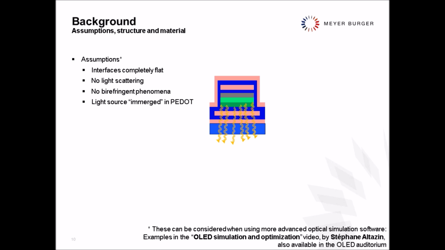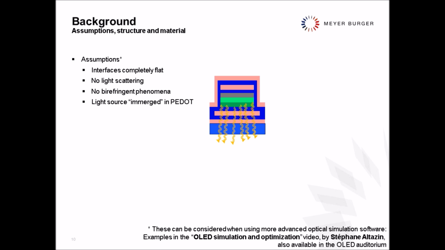Our simulation is performed under a set of assumptions. Let's see what they are. The interfaces between different layers will be supposed completely flat. Furthermore, we will not take into account any light scattering by any part of the optical path. The birefringent phenomena, especially the one of a foil, will not be taken into account. However, this phenomena will be small compared to the large order that we are going to look into in the next slides.